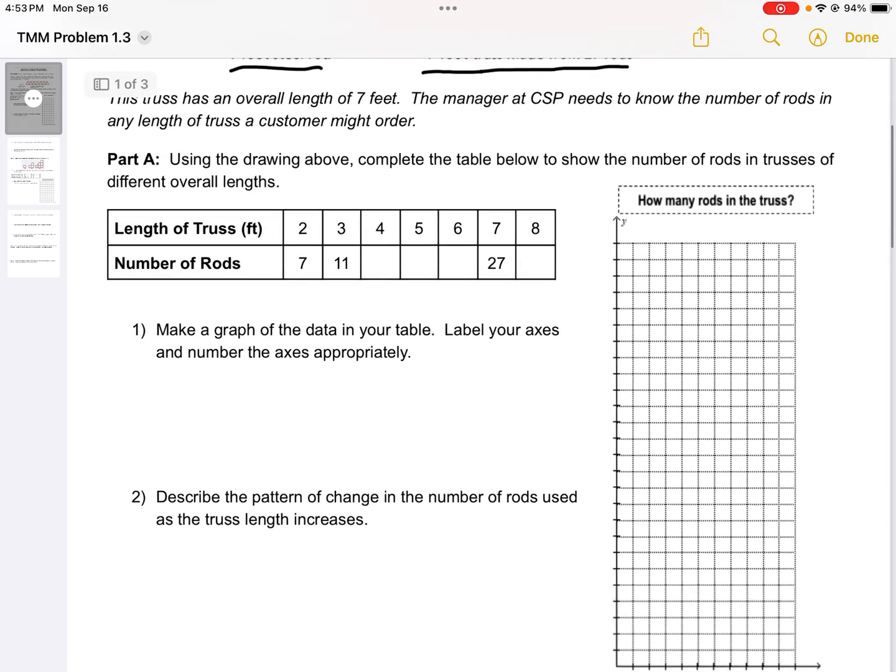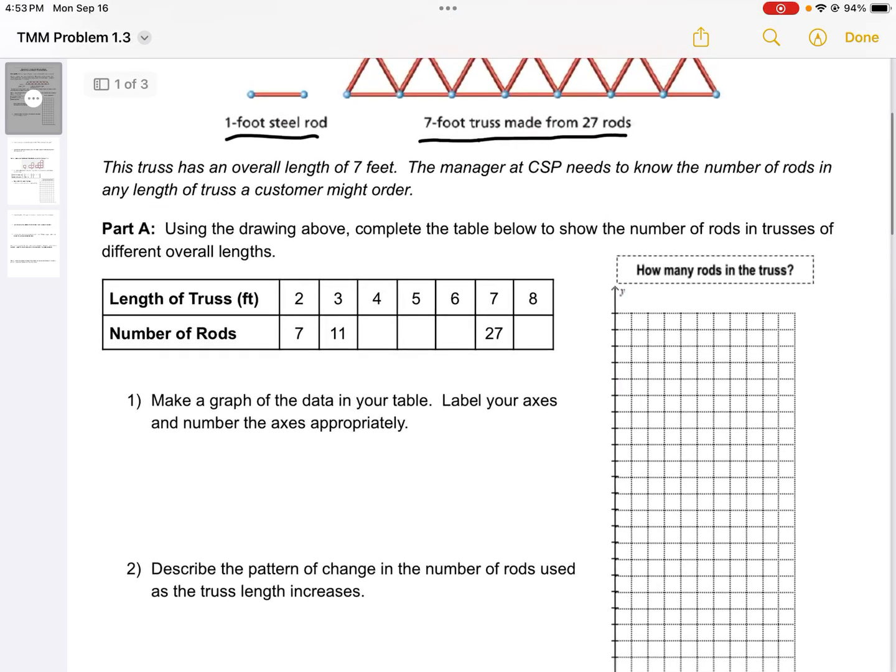So part A says, using the drawing above, complete the table below to show the number of rods in trusses of different overall lengths. We're going to start with 2. If we have 2 feet of truss, we're going to use 7 rods. If we have 3 feet, we're going to move up to 11 rods. So from here, I need to find a pattern. To go from 7 to 11, I know that I am going to add 4 rods. Later on in the table, 7 feet of truss tells me that I need 27 rods.